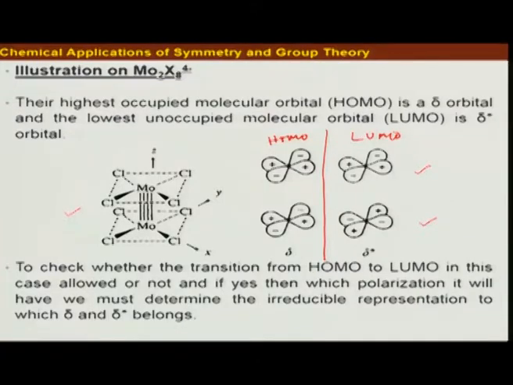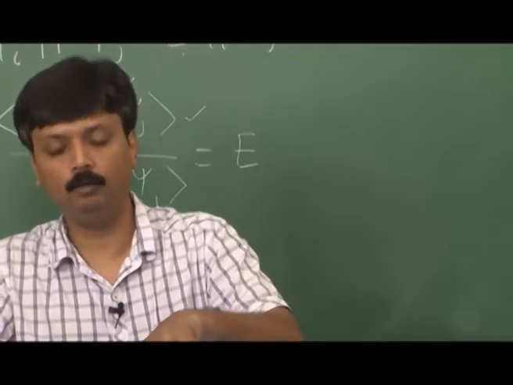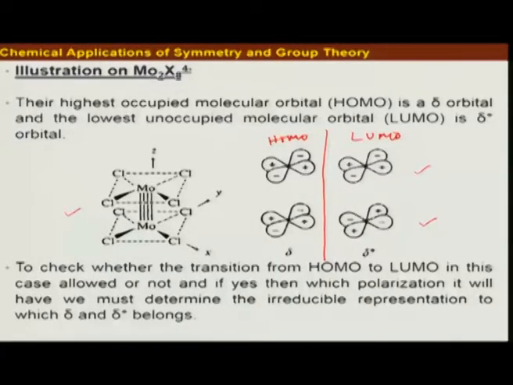All right. Now, if we have to find out whether the transition from HOMO to LUMO is allowed in this particular case, and if it is allowed, then in which particular direction, what we have to do is determine the irreducible representation to which these two orbitals, delta and delta star, belong. Since we have the detailed picture of delta and delta star, we can find out the irreducible representation to which this molecule belongs.